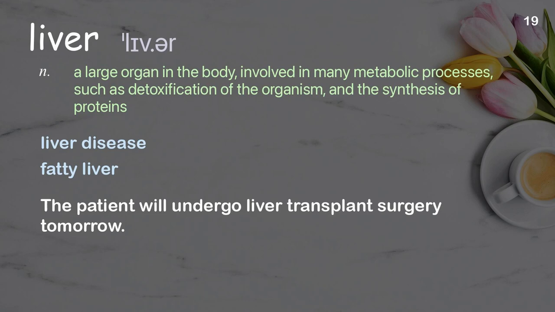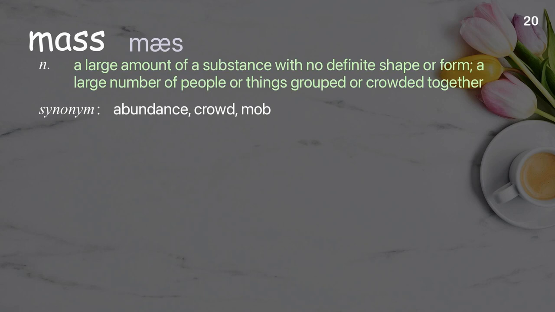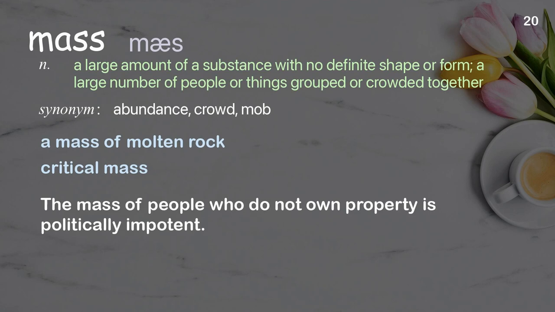Mass. A large amount of a substance, with no definite shape or form, a large number of people or things grouped or crowded together. Examples. A mass of molten rock. Critical mass. The mass of people who do not own property is politically impotent.